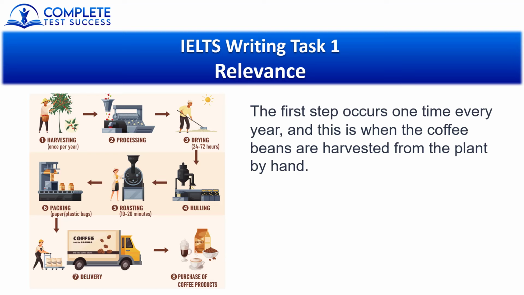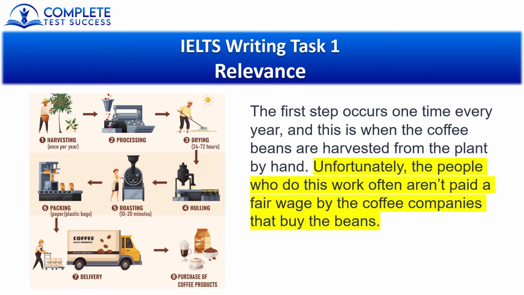But perhaps I know something extra about this. Perhaps I'm aware of something about this process that isn't included in the diagram. For example, unfortunately, the people who do this work often aren't paid a fair wage by the coffee companies that buy the beans. So again, just because I know something extra about the process doesn't mean that I should include that information in my answer.